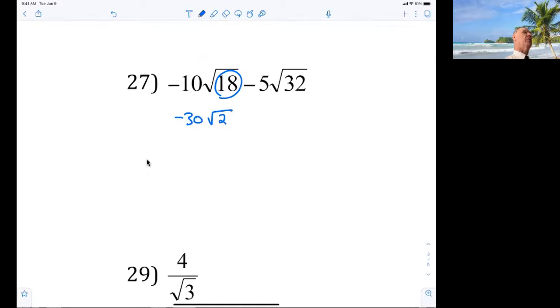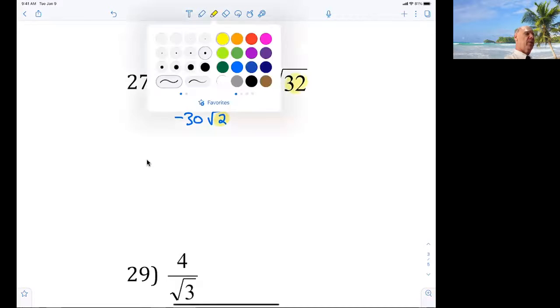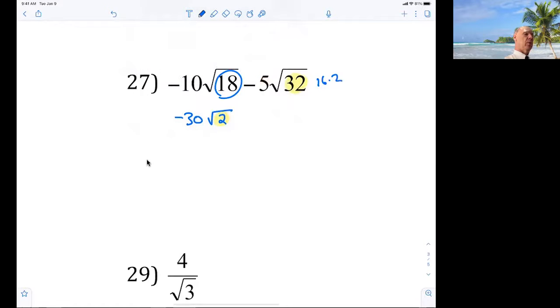Negative 30 radical 2. Now, as I try to tell kids all the time, there's like a clue. Most people forget 32 is what? That's 16 times 2. Most kids do 8 and 4 and then have to break it down. But we know 32 is 16 times 2. So when I pull out the 16, it becomes minus 20 radical 2.